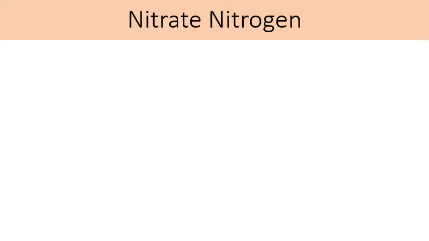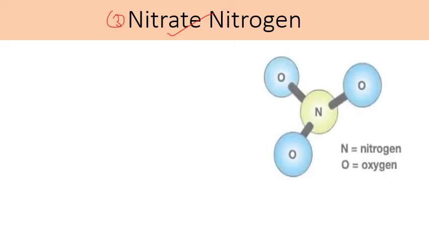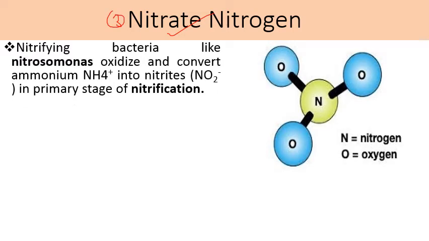Next comes nitrate nitrogen. Firstly, we have discussed molecular nitrogen, then ammoniacal nitrogen. The third one is nitrate nitrogen. So this nitrate is formed by nitrifying bacteria like Nitrosomonas, which oxidizes and converts the ammonium ion into nitrites, that is NO2 negative, in the primary stage of nitrification, and this process is known as nitrification.